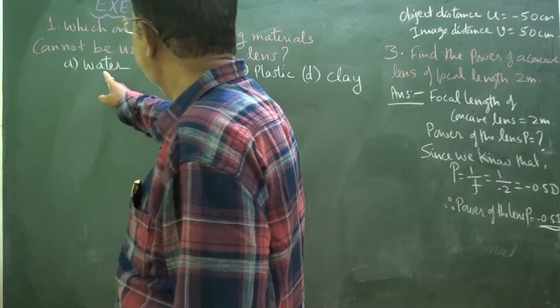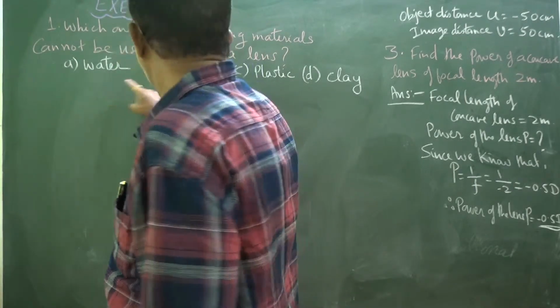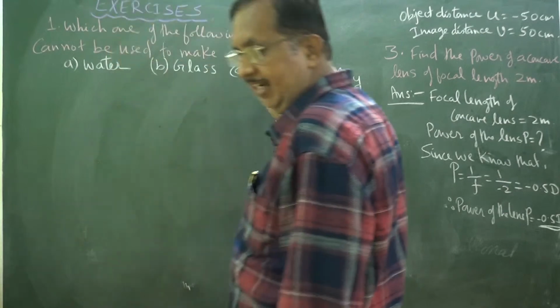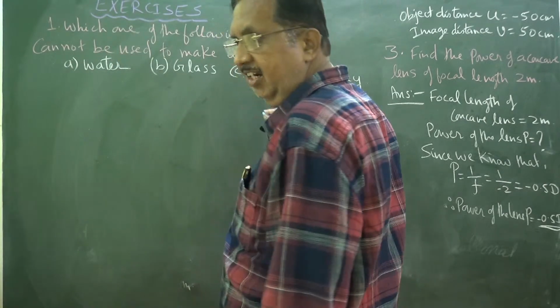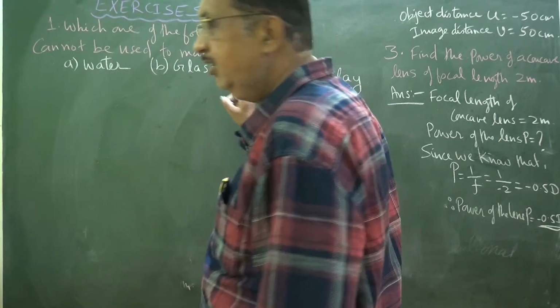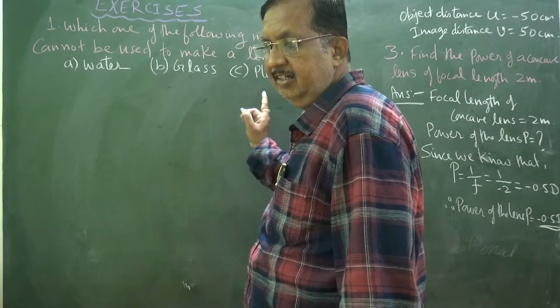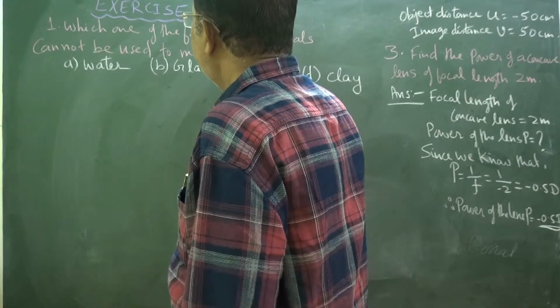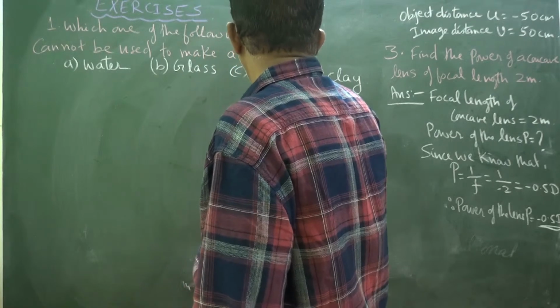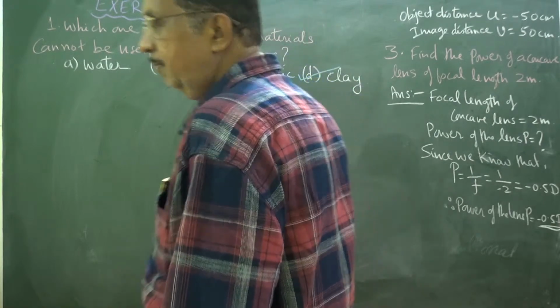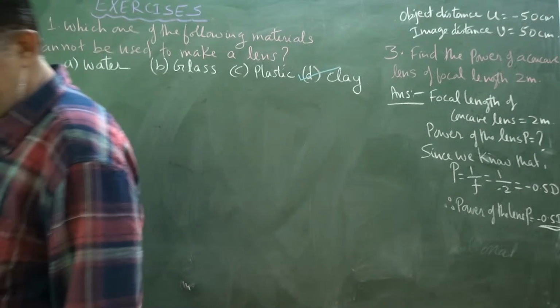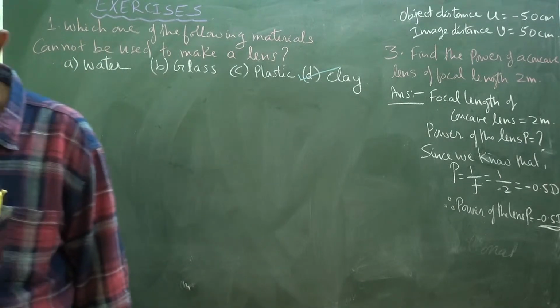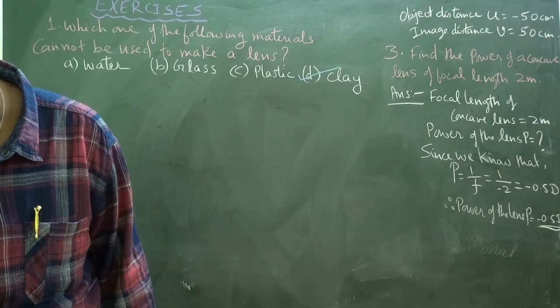Of course, we can use water, glass, plastic, but clay we are not using. So which of the following materials cannot be used to make a lens? The correct option is D. So mark D option, clay. Okay, children. Now we will move to the second question.